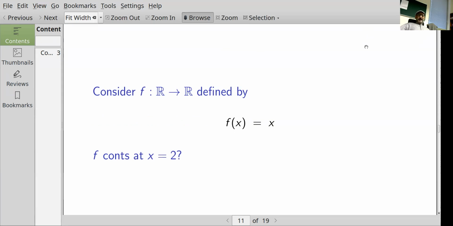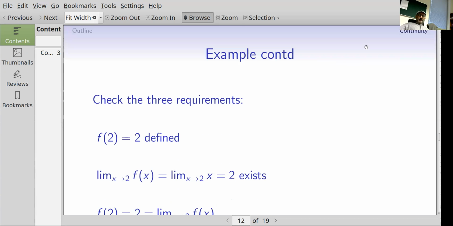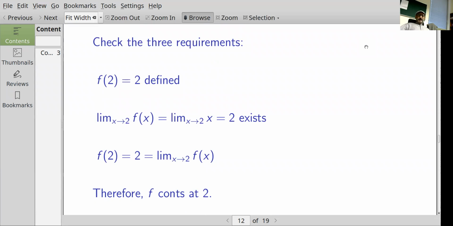Consider another one. F maps reals to reals, defined by f of x equal to x. Is f continuous at x equal to 2? We check the three requirements. F of 2 is equal to 2, so the function value is defined at 2. The limit as x goes to 2 of f of x equals the limit as x goes to 2 of x, which is equal to 2. So the limit value also exists. The limit value and the function value at x equals 2 are the same. Therefore, f is continuous at x equal to 2.